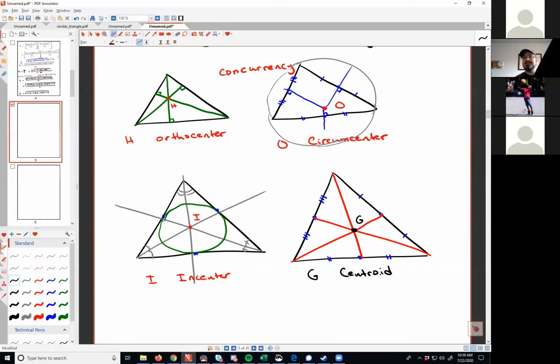So let's talk about these letters for a second, because when you're first getting into this depth of geometry, these are tough to remember. O is the easiest, right? O is the circumcenter because O looks like a circle.